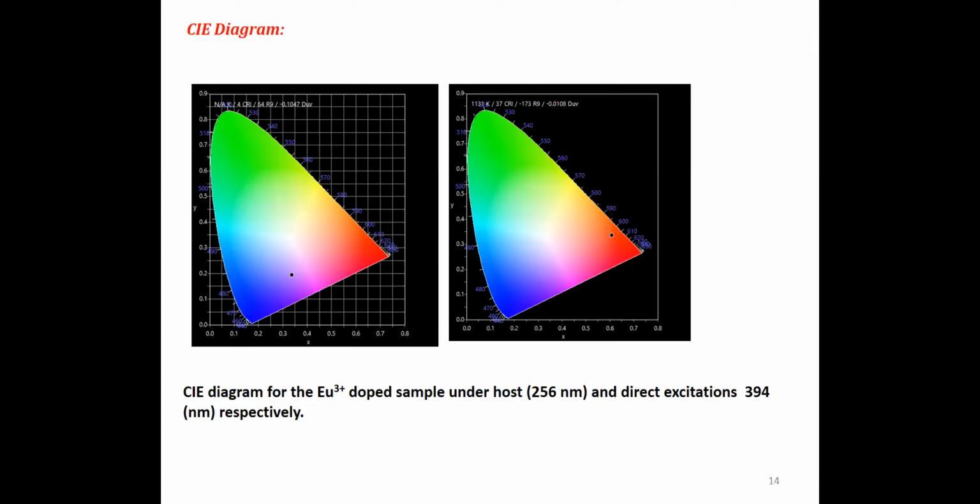And this is the CIE diagram. The CIE diagram indicates the emission color of this material. We can see that under host excitation, the emission color from the sample lies in the blue region, while under 394 nanometer excitation, the emission color from the sample lies in the red region. Thus, we can use this phosphor for blue color purposes and for red color purposes under different excitation.